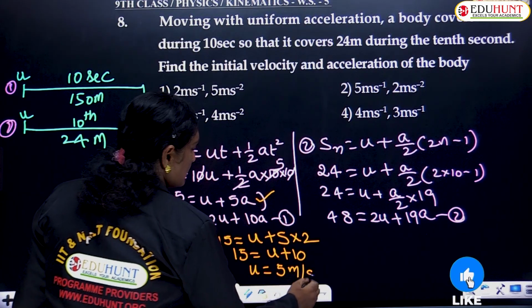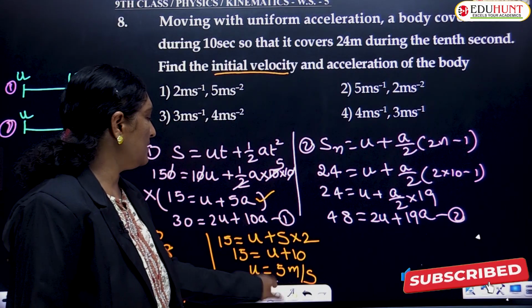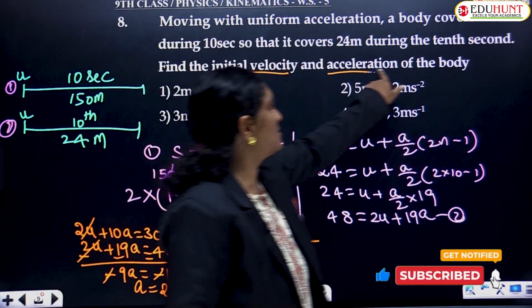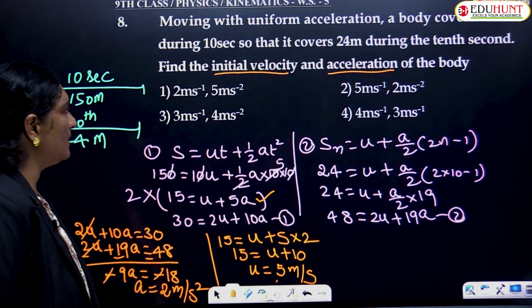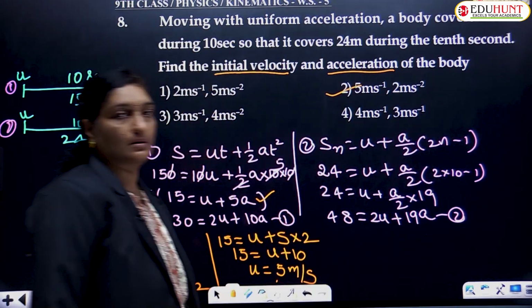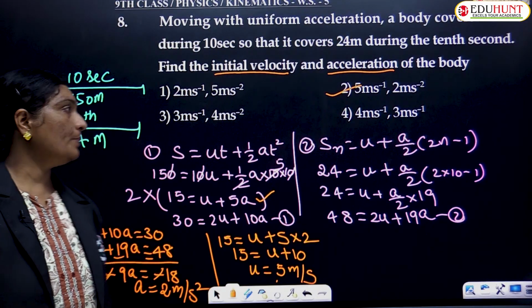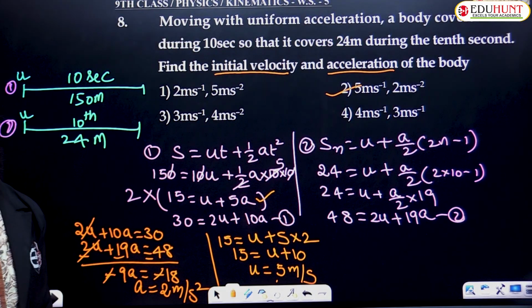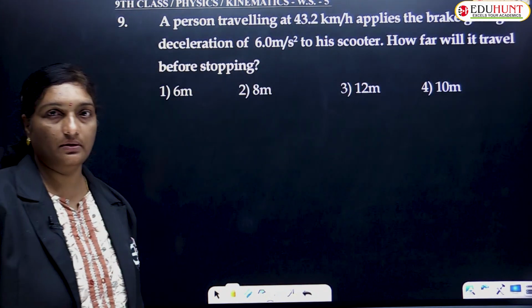5 meter per second. So the initial velocity was found to be 5 meter per second, whereas the acceleration was found to be 2 meter per second square. Hence 5, 2 is your answer. Your answer is the second option. 5 meter per second is the initial velocity and 2 meter per second square is your acceleration. Okay children? Well, moving to the next question.